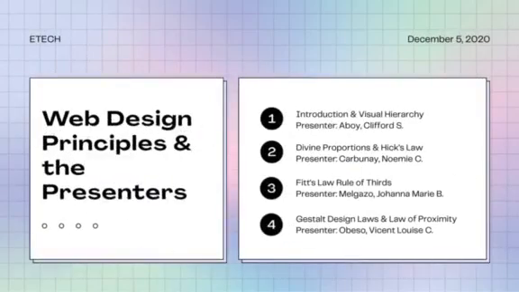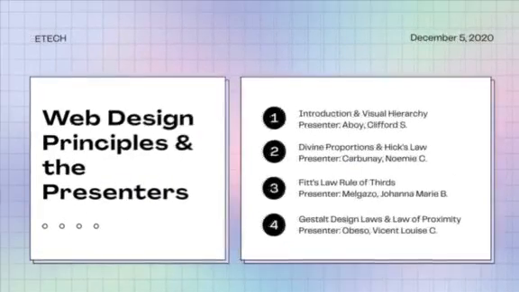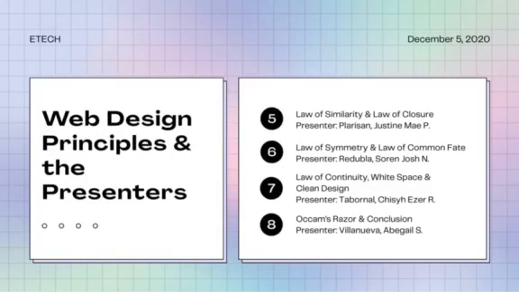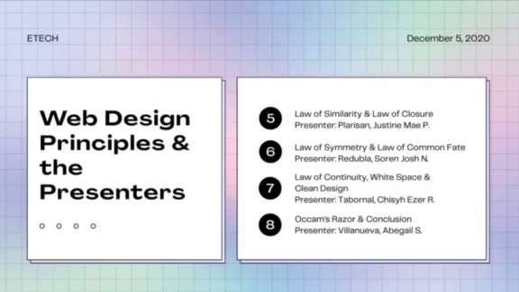The 8 parts of web design are visual hierarchy, divine proportion, Hick's law, rule of thirds, Gestalt design laws, which has 6 parts: law of proximity, law of similarity, law of closure, law of symmetry, law of common fate, and law of continuity. That's it. The second to the last of the 8 web design principles is white space and clean design. And lastly, Occam's razor.